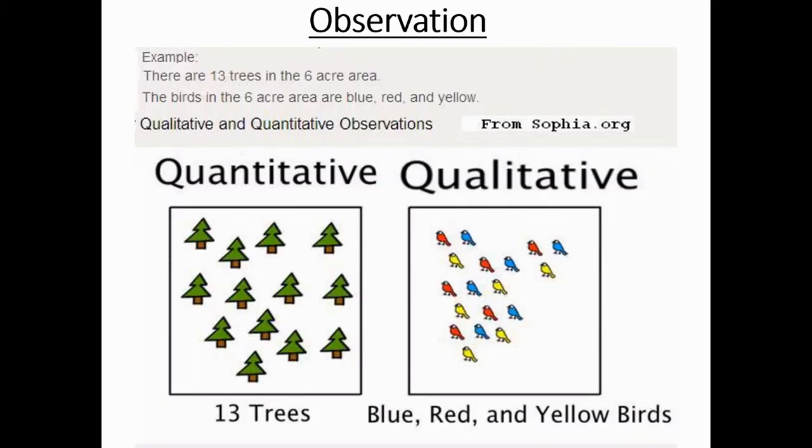Here we can see that there's 13 trees. That's a number, so quantitative observation. Here we can see there's blue, red, and yellow birds. Those aren't numbers, those are descriptive words, colors, so that's a qualitative observation. But if we were to count the number of birds and tell you how many birds are there, then you would say it's quantitative. And over here, if we were to say the trees are green, then that would be qualitative.